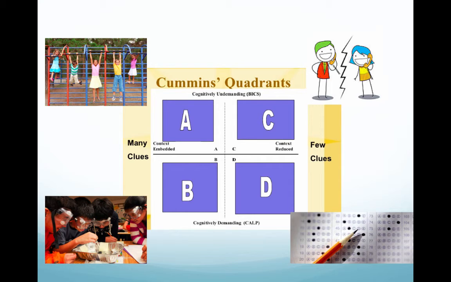And in quadrant D, we've got cognitively demanding, that is CALP language also, but it's context reduced because it has no pictures, no things, no face-to-face. This is what you might see in standardized testing.